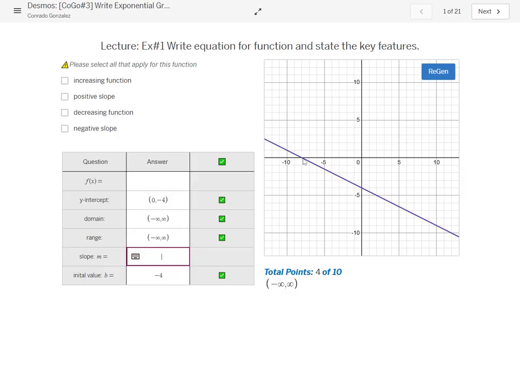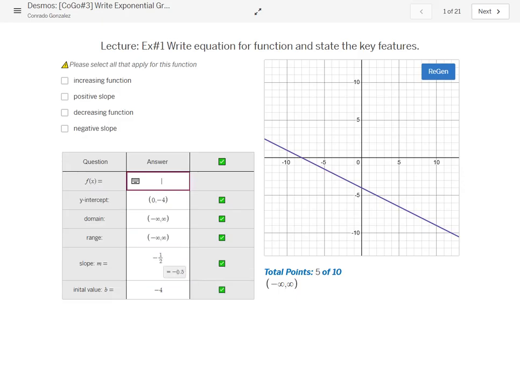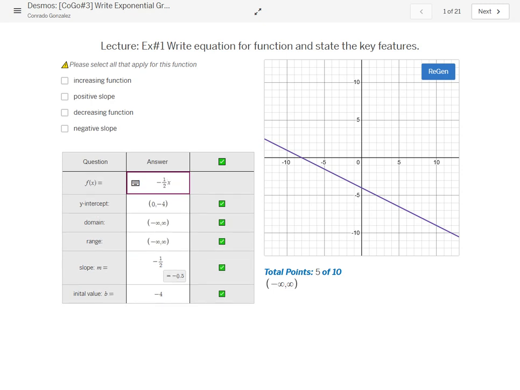And the slope clearly is, you can see here, there's the y-intercept and the x-intercept, that it goes down 4 and runs 8. So it's negative 4 and runs 8. That's basically a half. You could write it as 4 over 8, but you want to reduce the fraction. So that's going to be negative 1 over 2 x minus 4, where negative 4 is the initial value. And this is a decreasing function with a negative slope. Okay, so that's 2 examples of what you're in for in the next couple of slides.